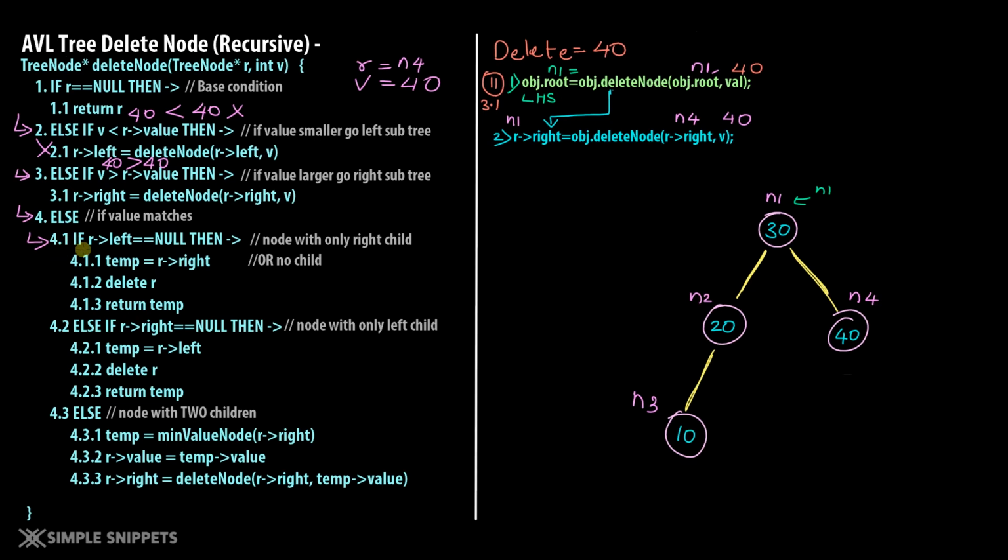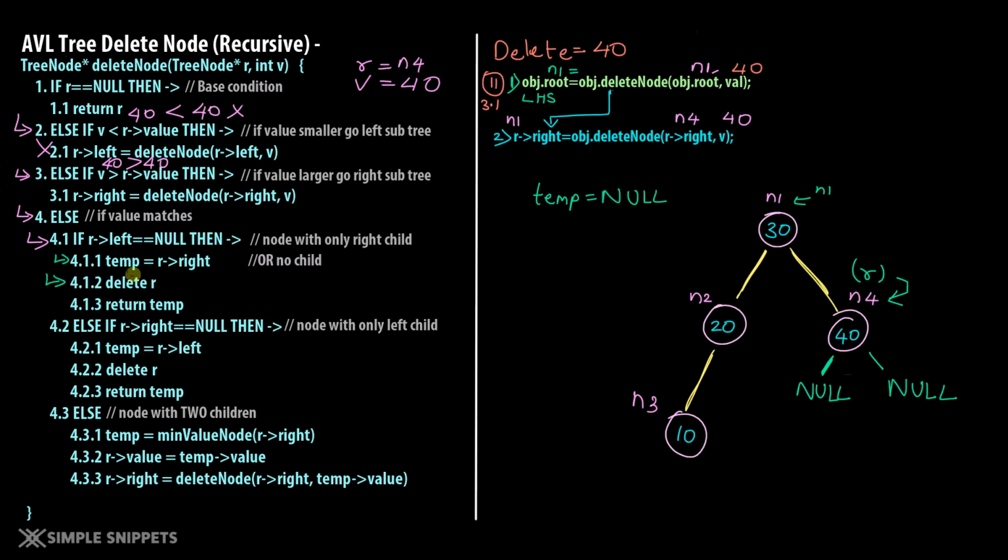Let's see that condition. Over here we are checking if r of left. R is nothing but n4. So right now r is nothing but n4. So r of left, which means n4's left, is equal to null. Yes. Is there anything to the left? No. Which means it will always have null programmatically. So in that case we will go inside. We will say temp equals to r of right. So temp will be created. R is nothing but n4. What is there to the right of n4? We again have nothing, which means we will have null programmatically. So temp will store null.